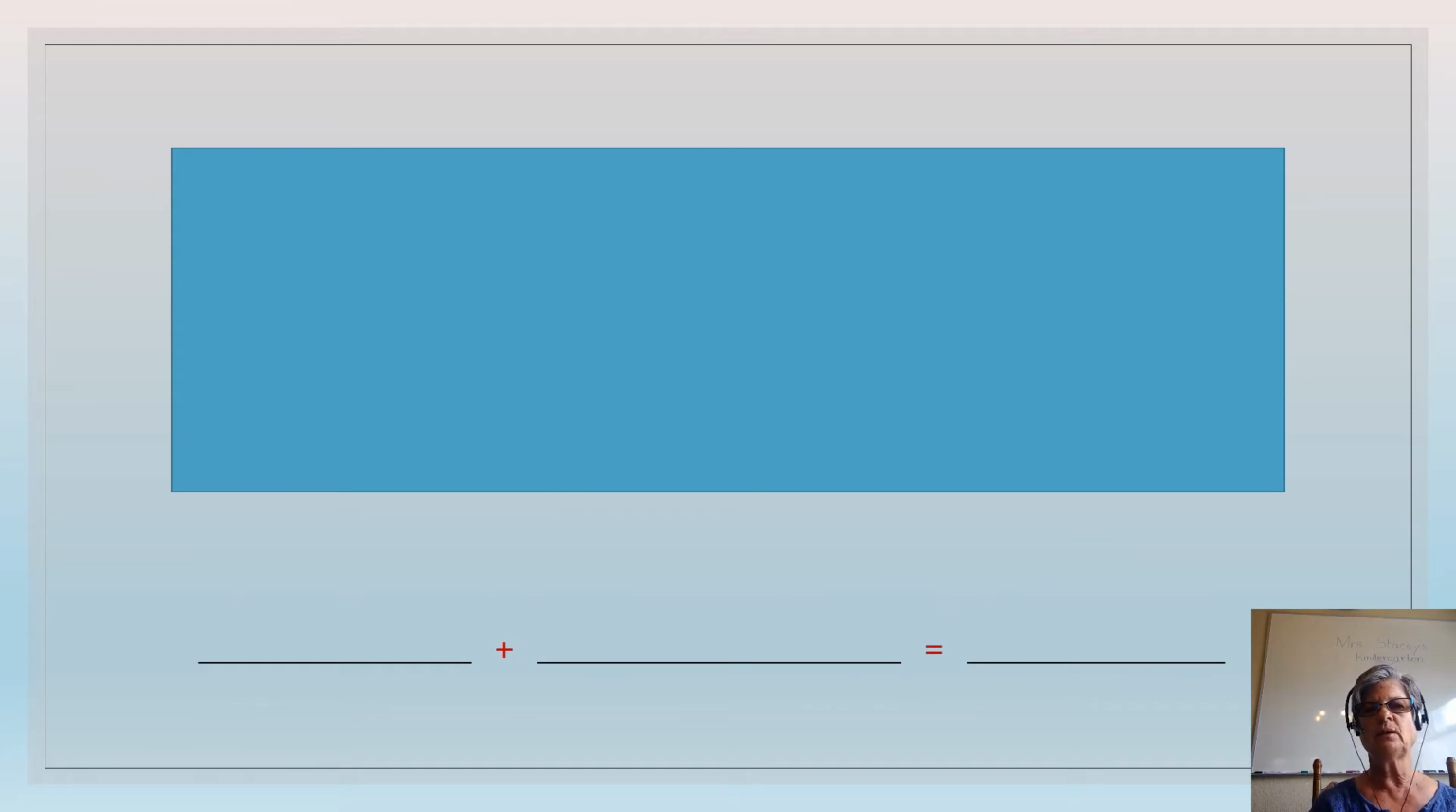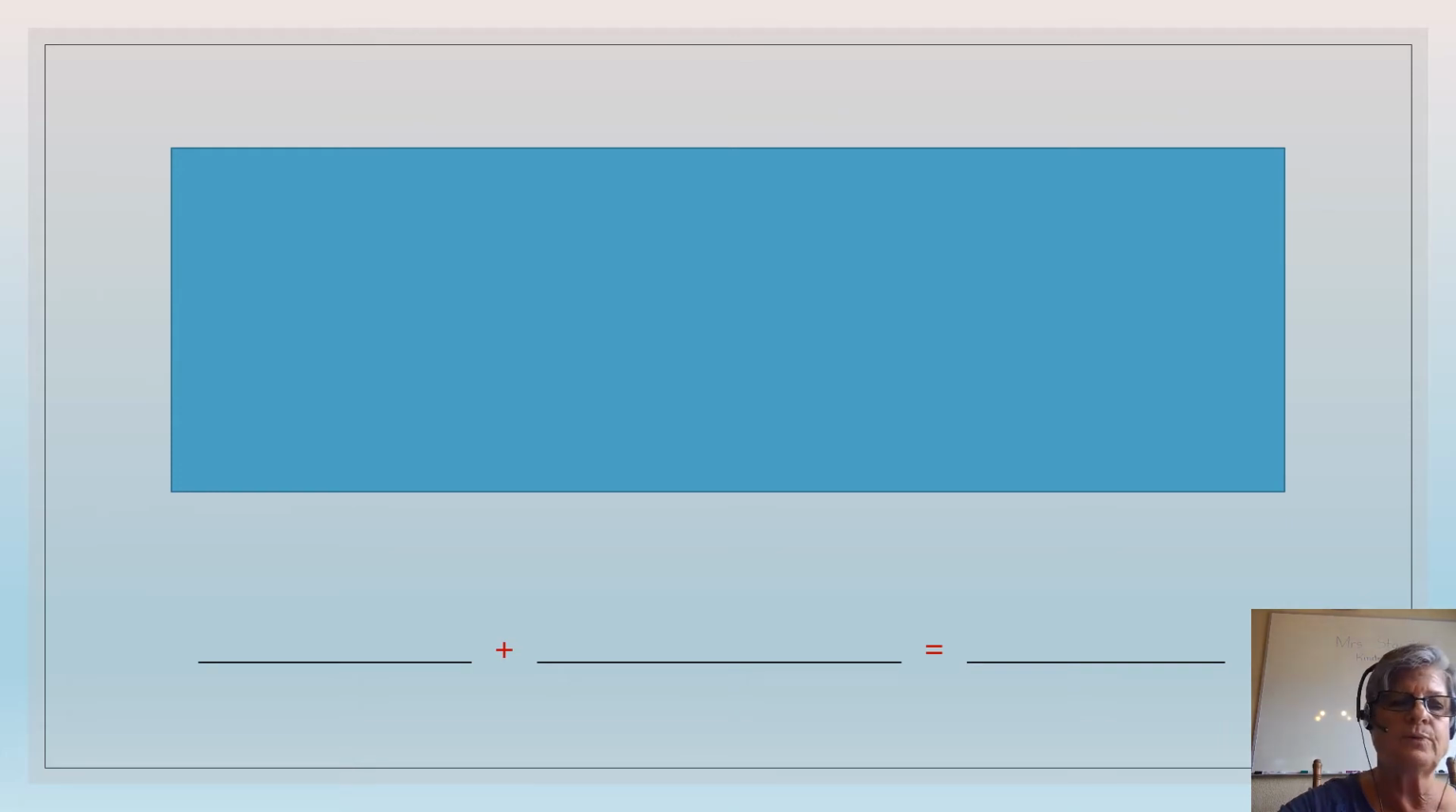Here I have a blue rectangle. I know it's a rectangle because I have 4 sides. I have 2 short sides and 2 long sides, and that's what makes a rectangle. Now, in this problem, look below the rectangle, and I have a line plus a line equals a line.